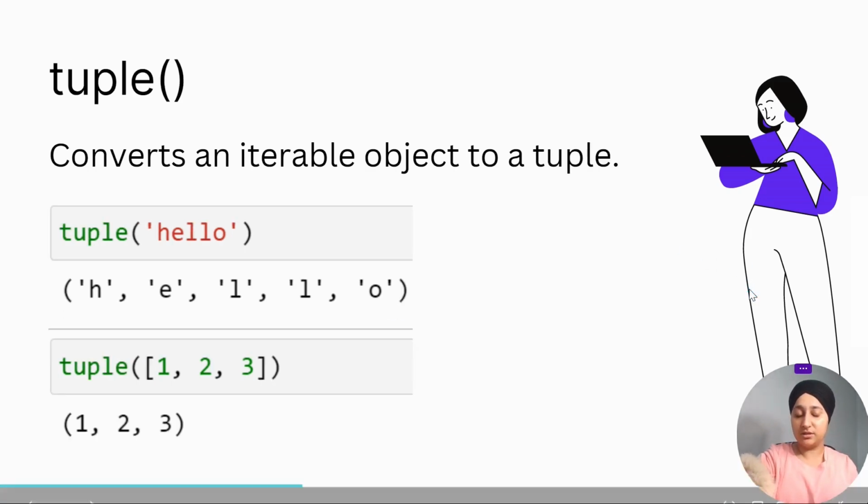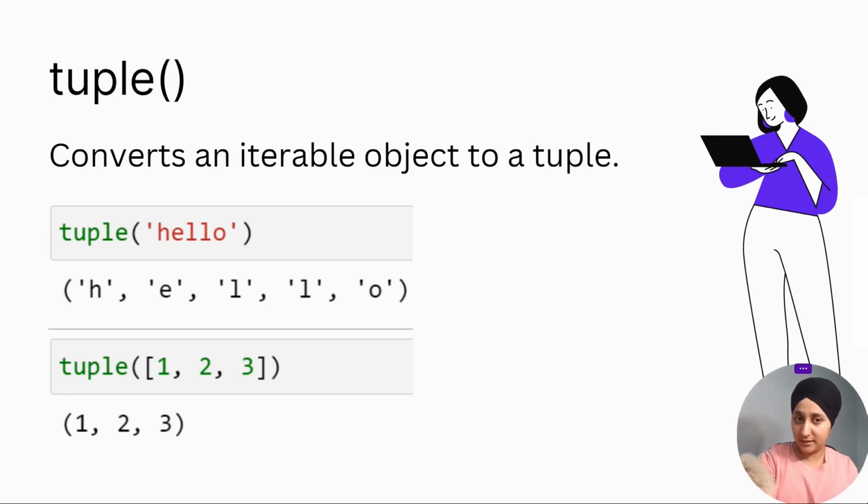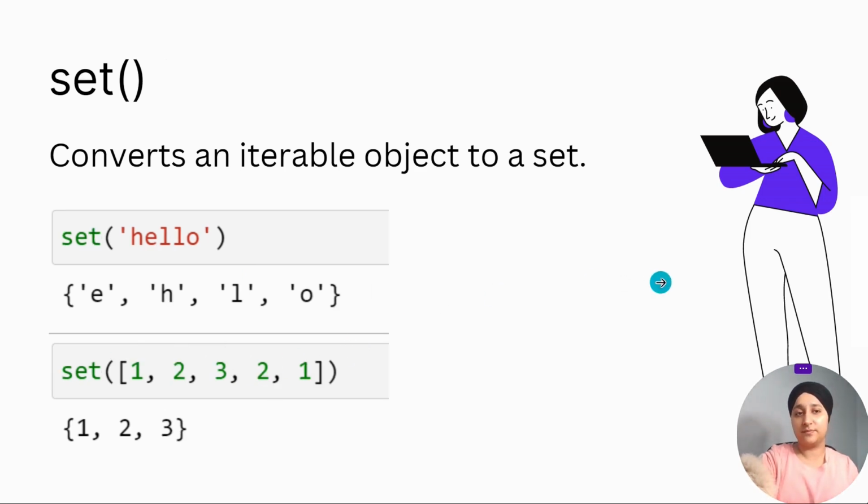The tuple function converts an iterable object to tuple. So tuple is again a method that takes an iterable object as an argument, right? Here tuple is taking hello and converting it to tuple. This is a string that we are passing as an argument to the function tuple, and it is converting it to tuple. Here we are passing this list as an argument, and this list is converted to tuple using the function.